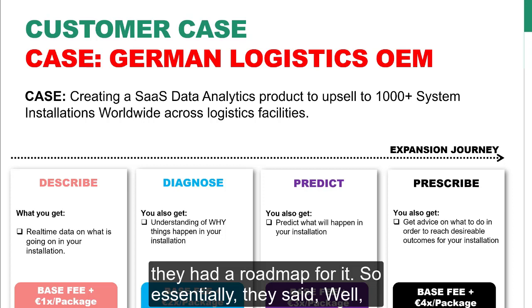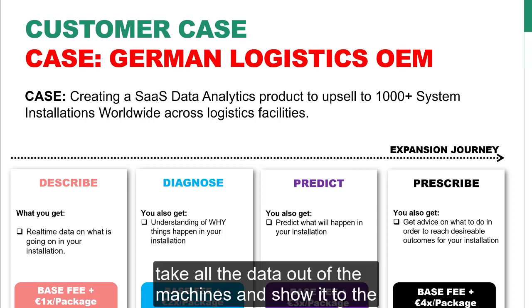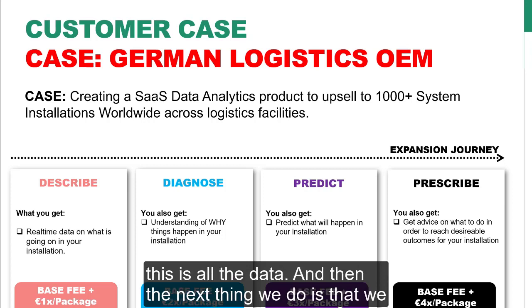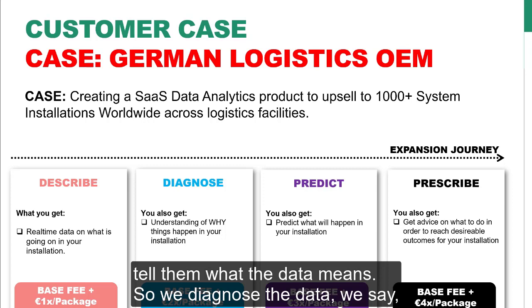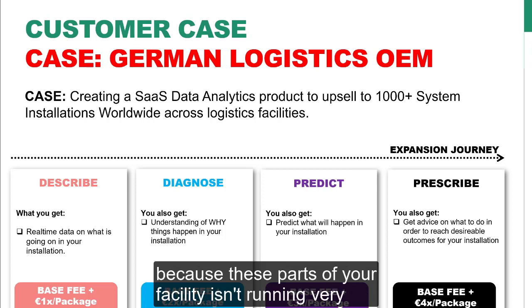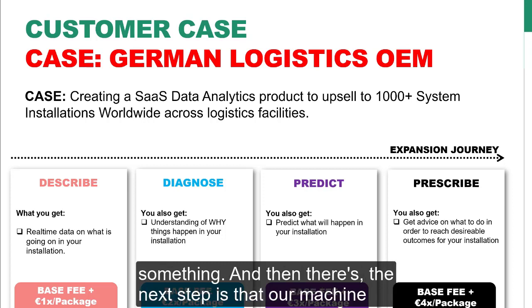So essentially they said, well, from a technical perspective, what happens first is that we take all the data out of the machines and show it to the customer. So that is the describe phase. We're saying, okay, so this is all the data. And then the next thing we do is that we tell them what the data means. So we diagnose the data. We say, well, the reason that you're seeing all these fluctuations is because these parts of your facility aren't running very well, or whatever is happening. Okay, you have a bottleneck, something like that.